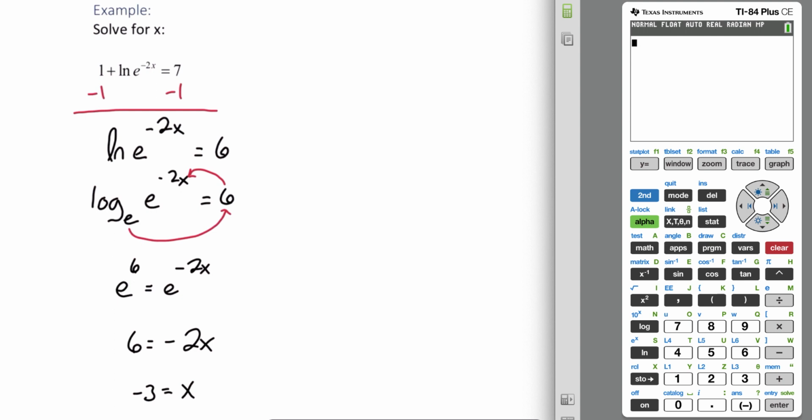To check this, we can go to the calculator and we'll type in the original equation, 1 plus the natural log of e raised to the negative 2 times x, which we think is negative 3. And hopefully this will give us 7. It does, so we know that our solution, negative 3, is correct.